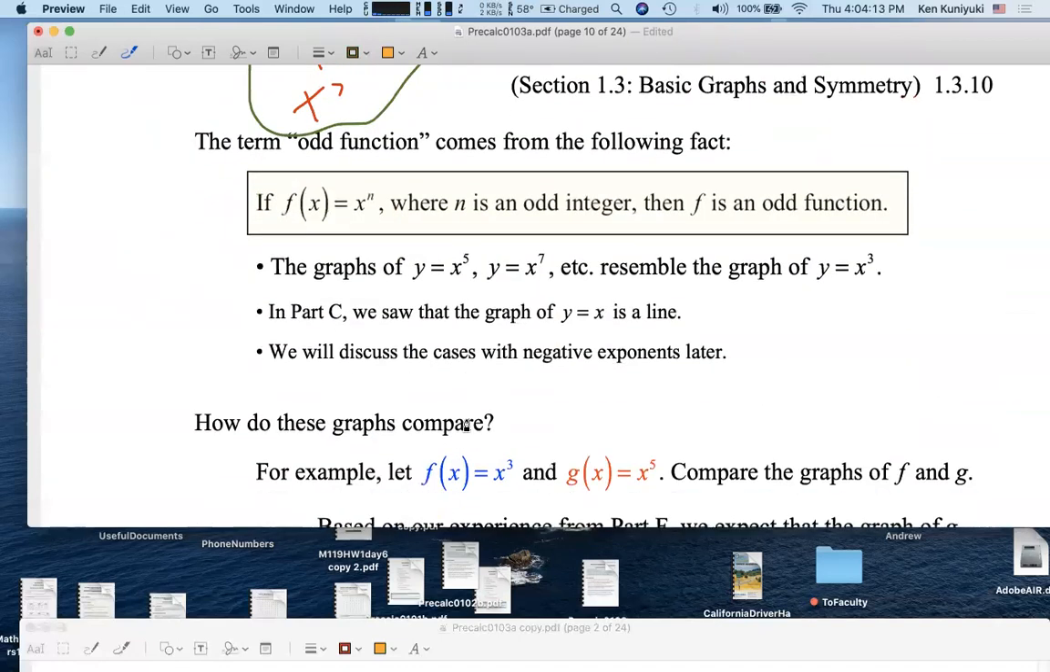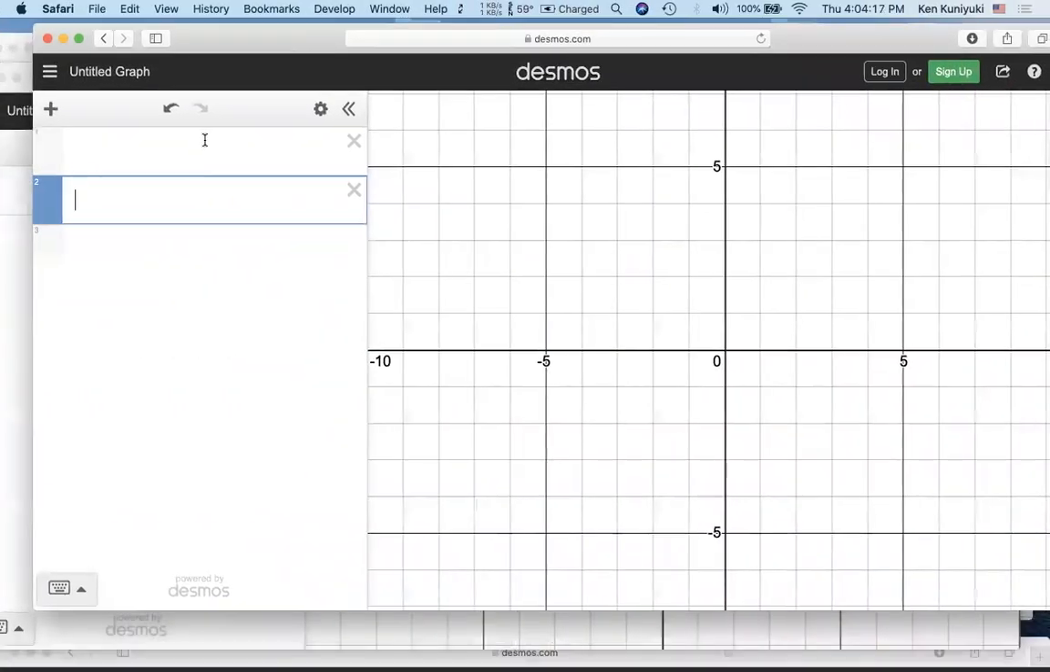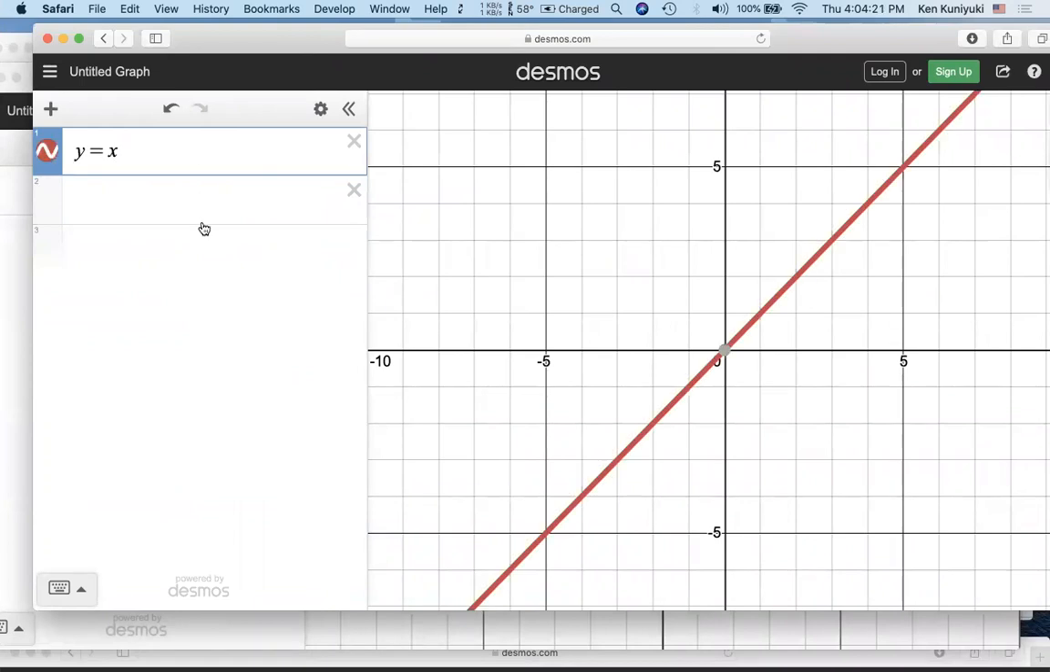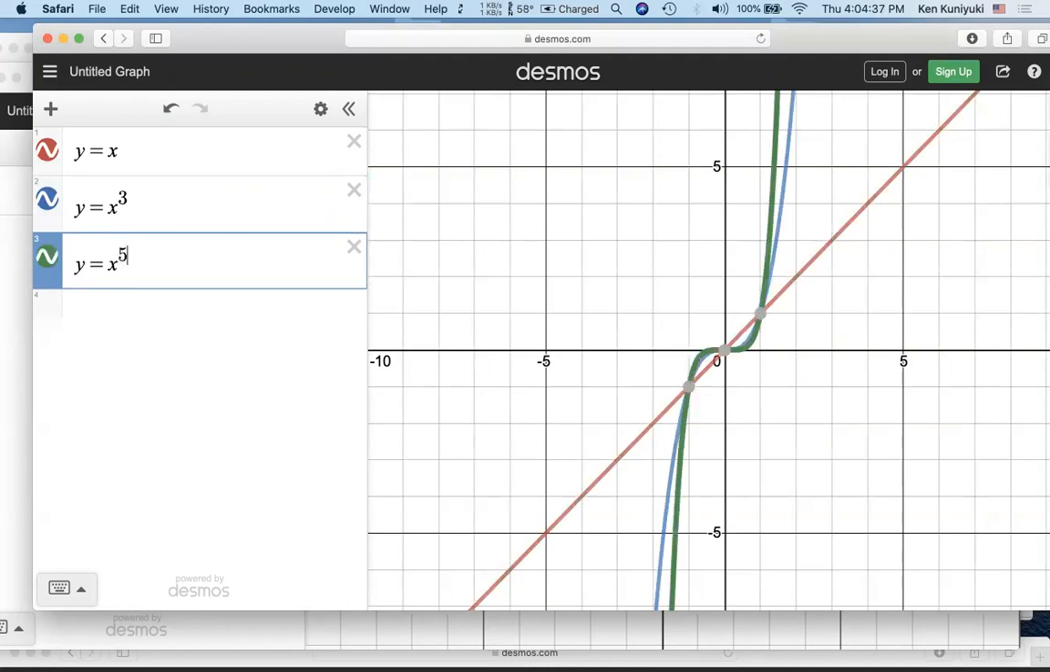All right. Now, how do these graphs compare? It's kind of similar to what we saw before. Here's y equals x. That's odd. Here's y equals x to the third. I think of these guys as snakes. Y equals x is like a dead straight snake. Y equals x cubed is a curvy, rising, tall, proud snake. Y equals x to the fifth in green. That's also a tall, proud, rising snake.